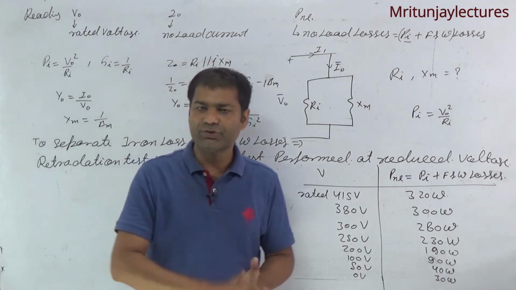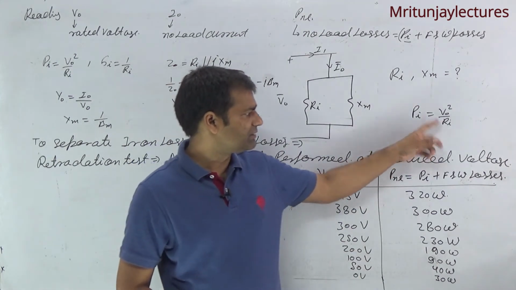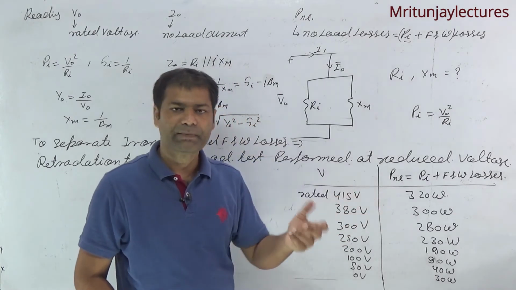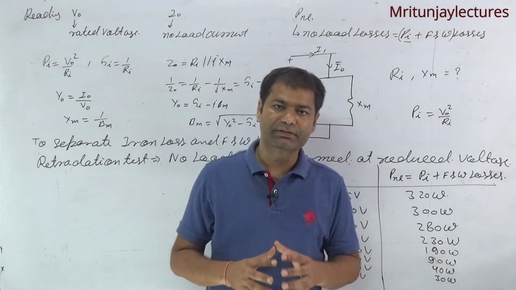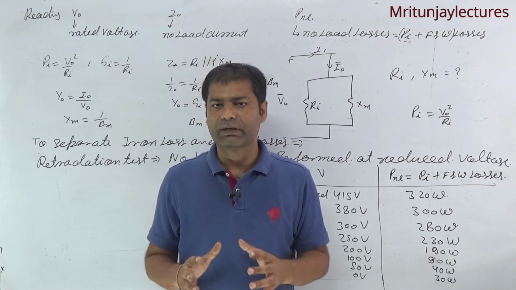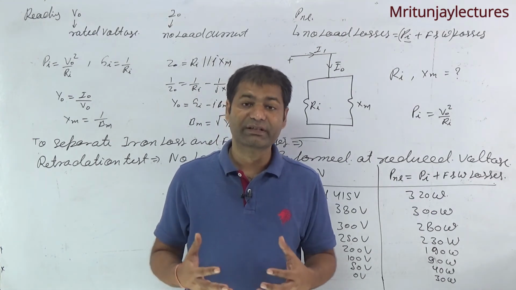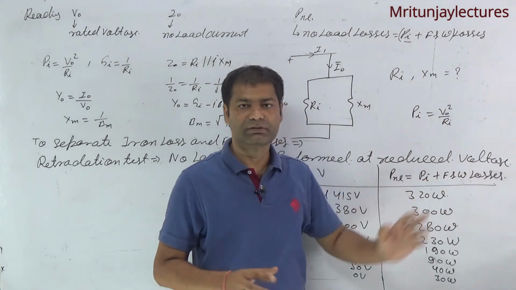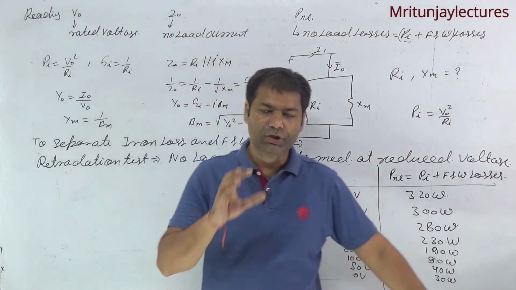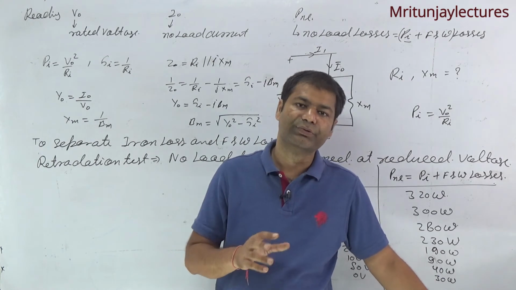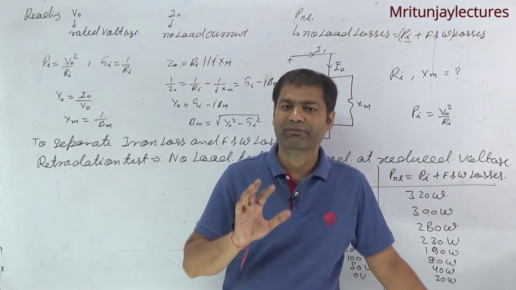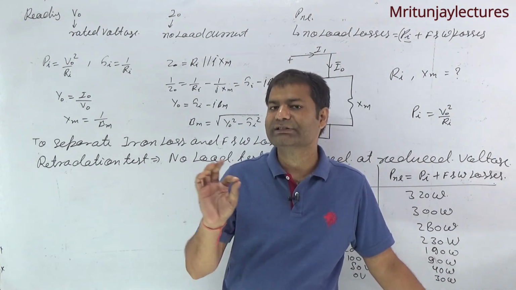If the voltage is zero, it means iron loss is absent. Iron loss is absent, so which power does the wattmeter read? Friction and windage loss. You can say that the wattmeter reads the no load loss corresponding to friction and windage loss, because iron loss is not present here.